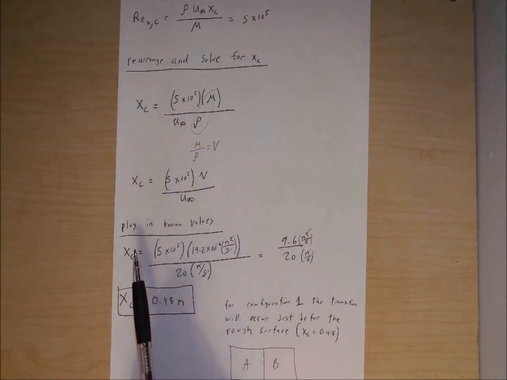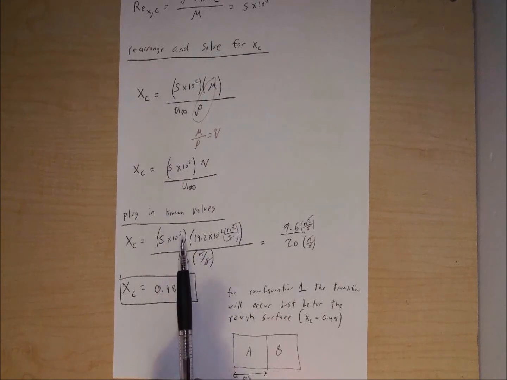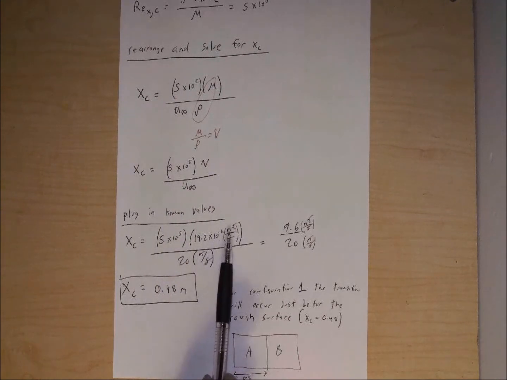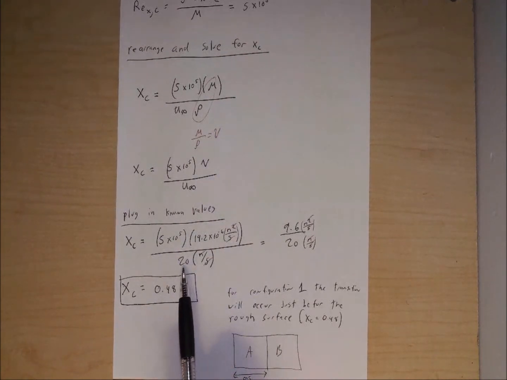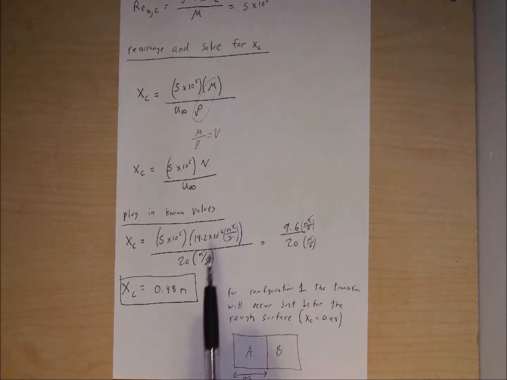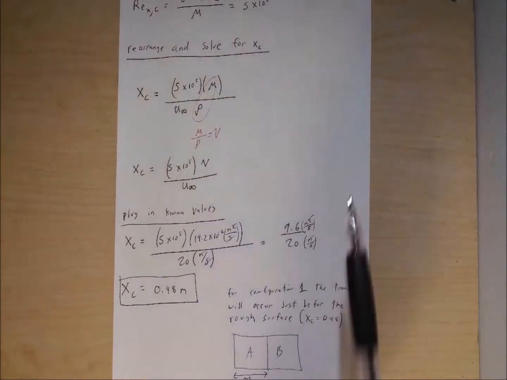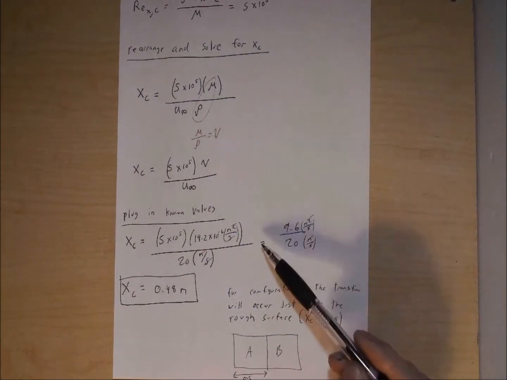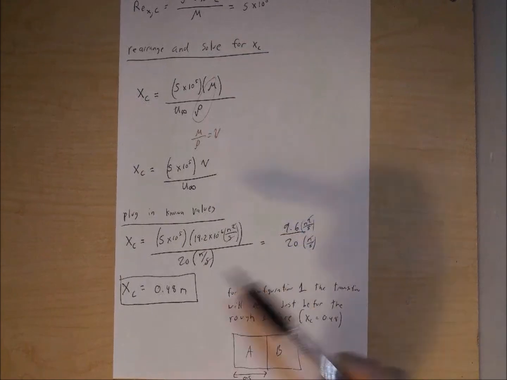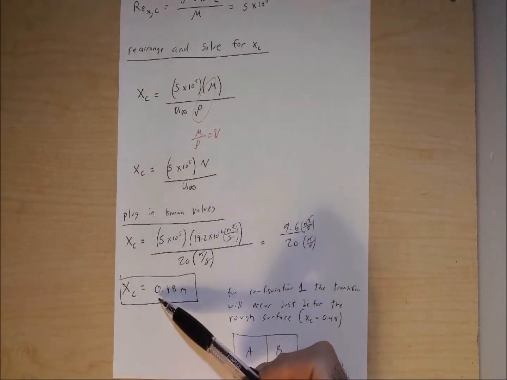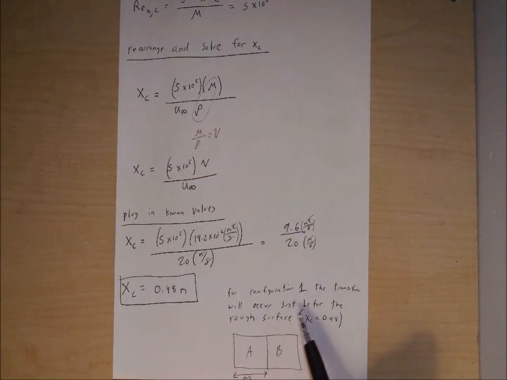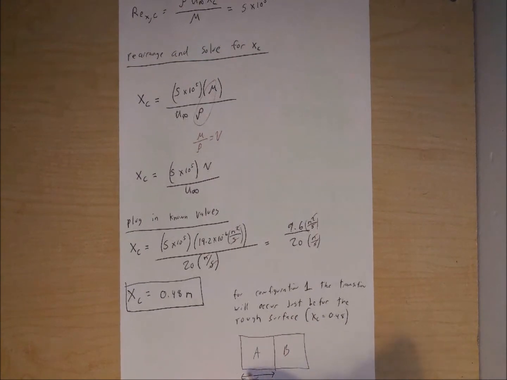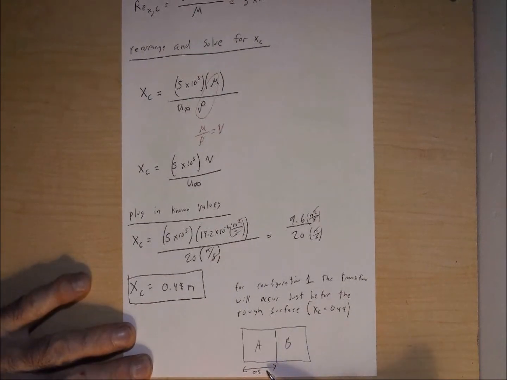So what we have here for x sub c is equal to 5 times 10 to the 5th times 19.2 times 10 to the negative 6 in meters squared per second for our value of v from our lookup table. And we have our u sub infinity over here of 20 meters per second. We can see the meters squared cancel with the meters and the seconds cancel with the seconds over here. We end up with just meters. So doing the top, this ends up being 9.6 over 20, which equals x sub c of 0.48 meters. Now, for configuration 1, the transition will occur just before the rough surface because of this x equals 0.48, and this distance, the dimension here at A, we recall, is 0.5.